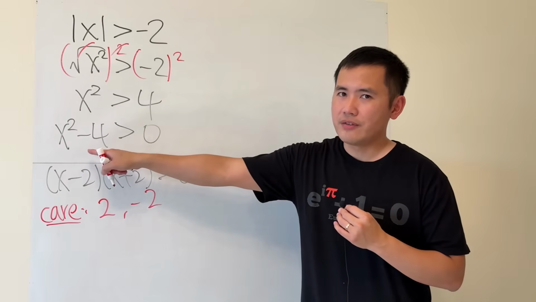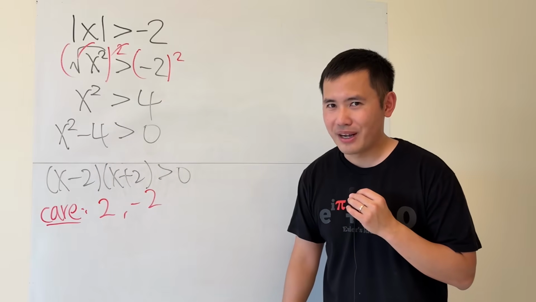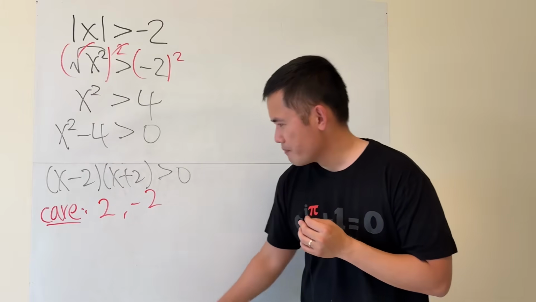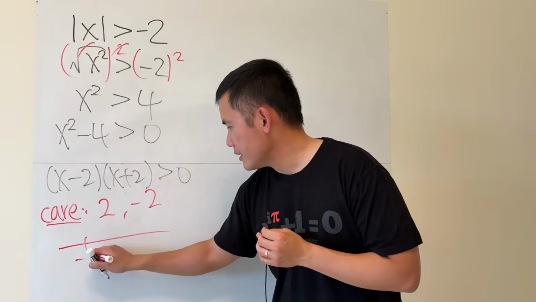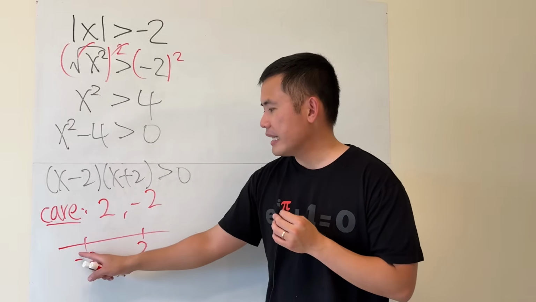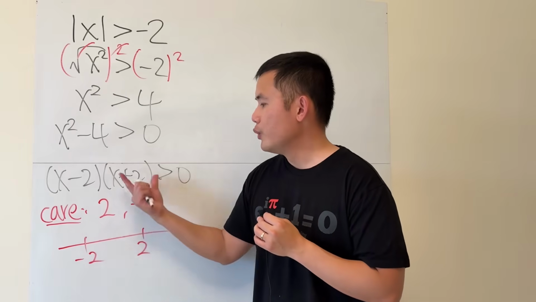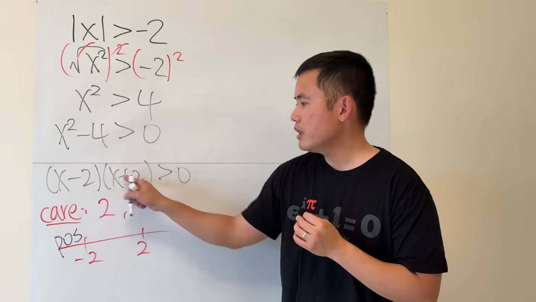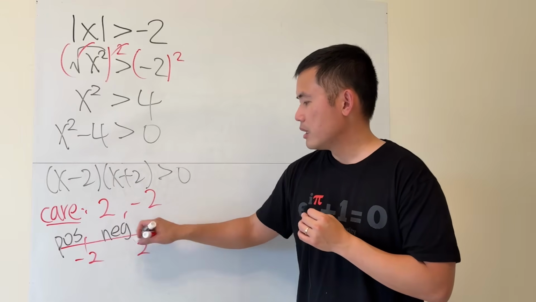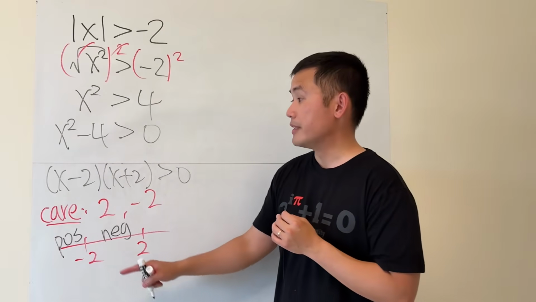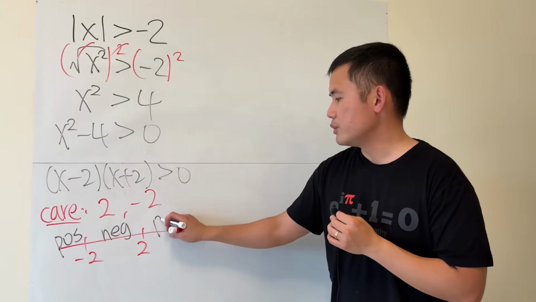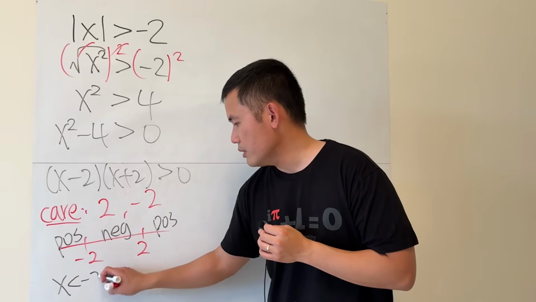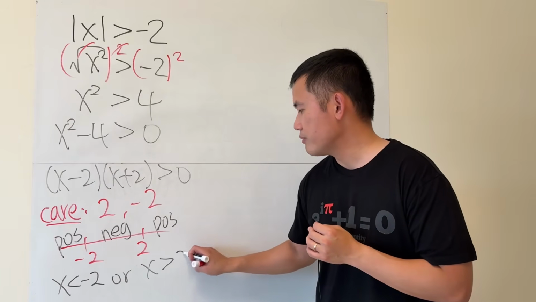Or you can also look at the graph of this, but we're not trying to use any graphs of the parabolas, so I'm just doing it with the number line test. From here, -2 and 2: if you plug in a number less than -2, you end up with a positive result. Plugging in 0, you get a negative result. Plugging in a number bigger than 2, say 17, you end up with a positive result. So from here, we get x is less than -2, or x is greater than 2.